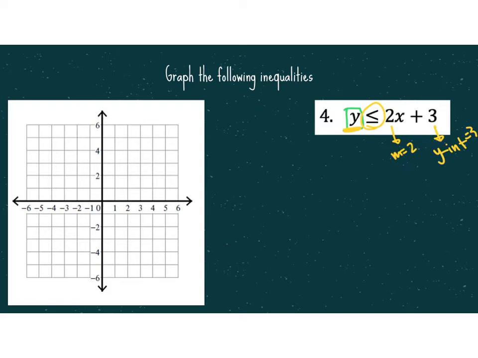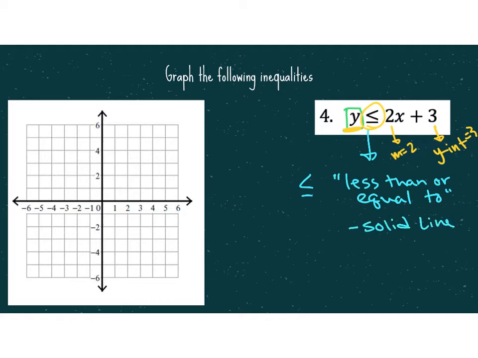All right, so the inequality symbol that I have is less than or equal to. That's how that reads, less than or equal to. Okay, this inequality symbol is an inclusive symbol. That means that I'm going to have a solid line because I'm including the values. That's what this tells me. This little piece underneath tells me that I'm going to have a solid line.